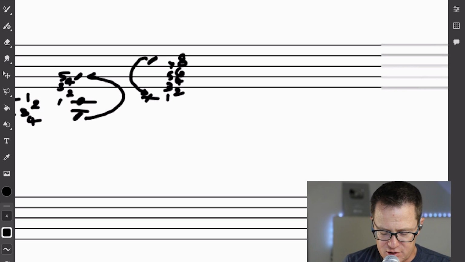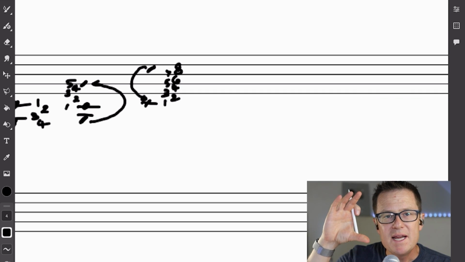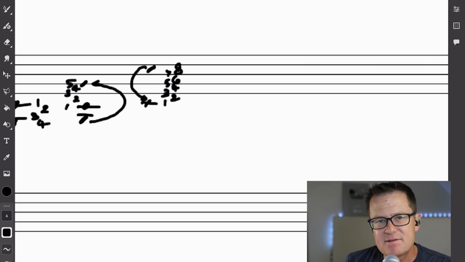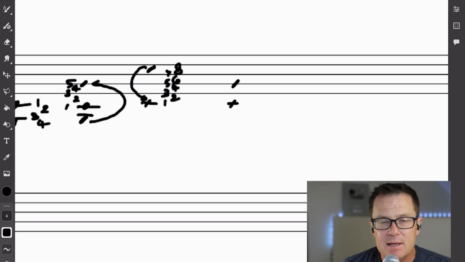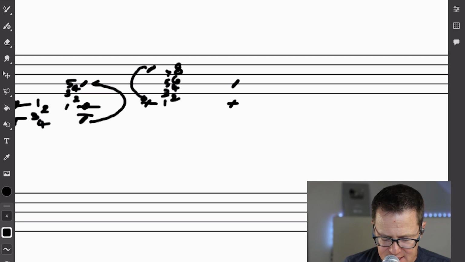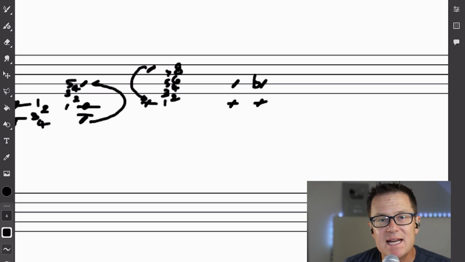Whenever a perfect interval is reduced by a half step, it is a diminished interval. So let's go look at our perfect fifth again. There's our perfect fifth. If I take that and add a flat to that note, it becomes a diminished fifth.